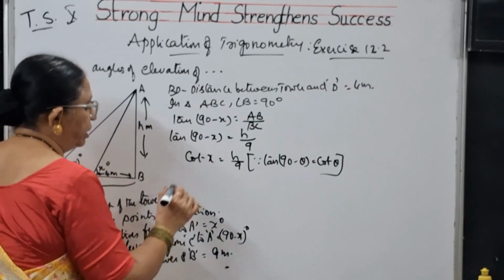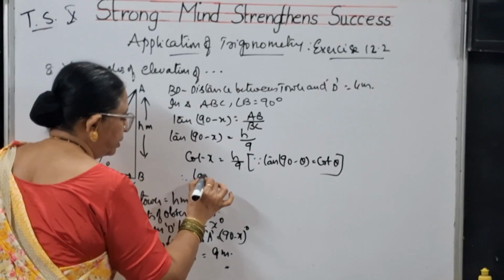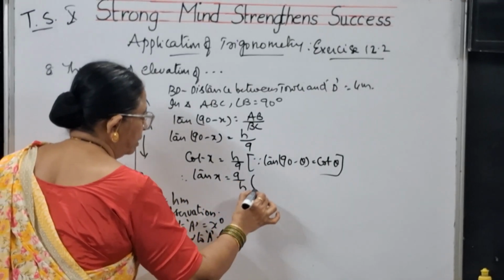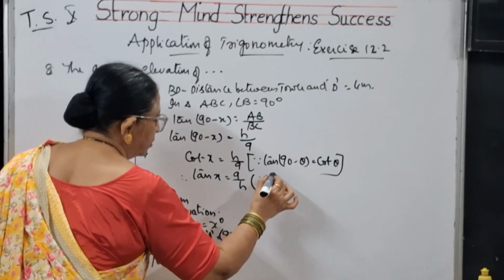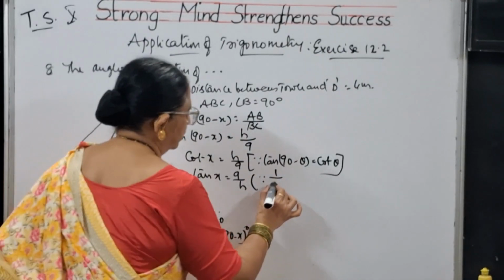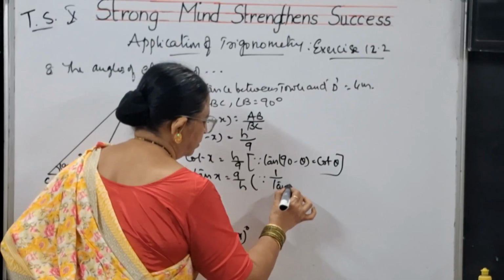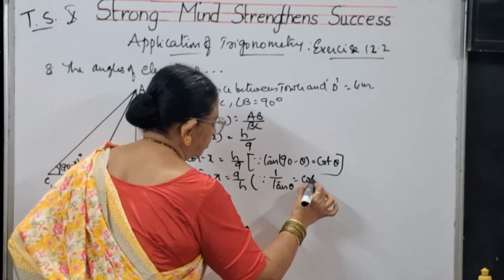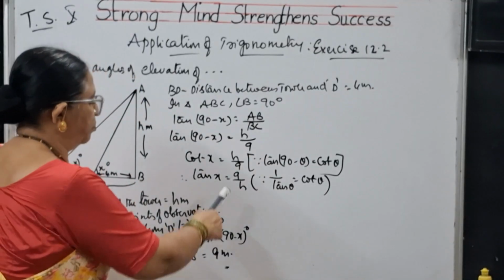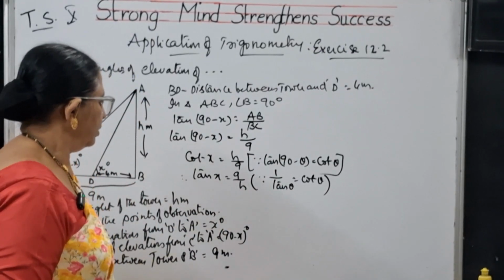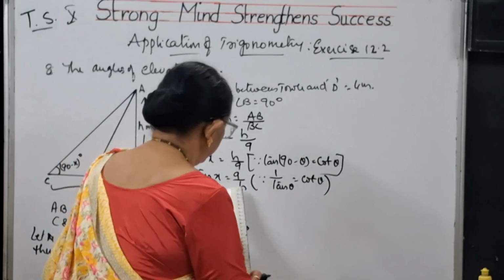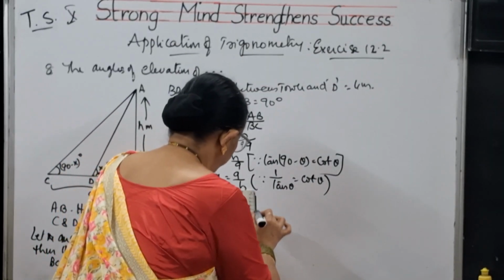Cot x is h by 9, therefore what is tan x? 9 by h. Why is it? Because 1 by tan theta is equal to cot theta. Reciprocal. It is previous chapters' knowledge, children. So tan x is equal to 9 by h, you have got.